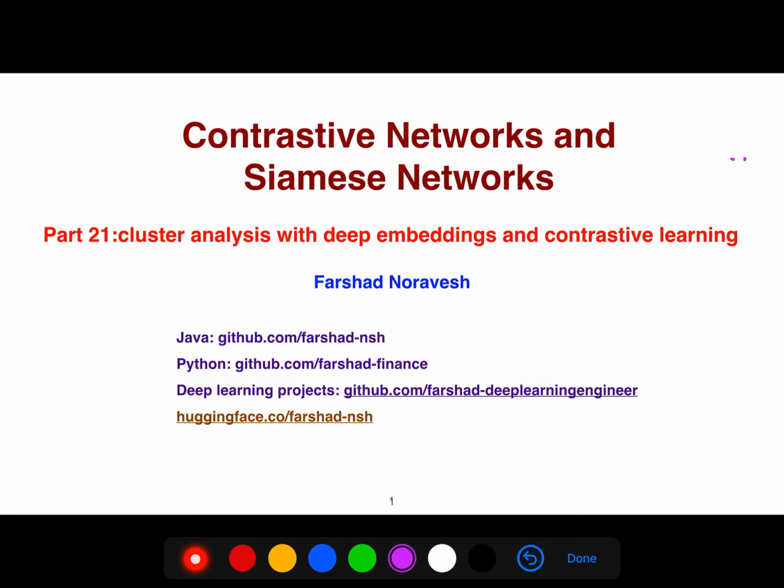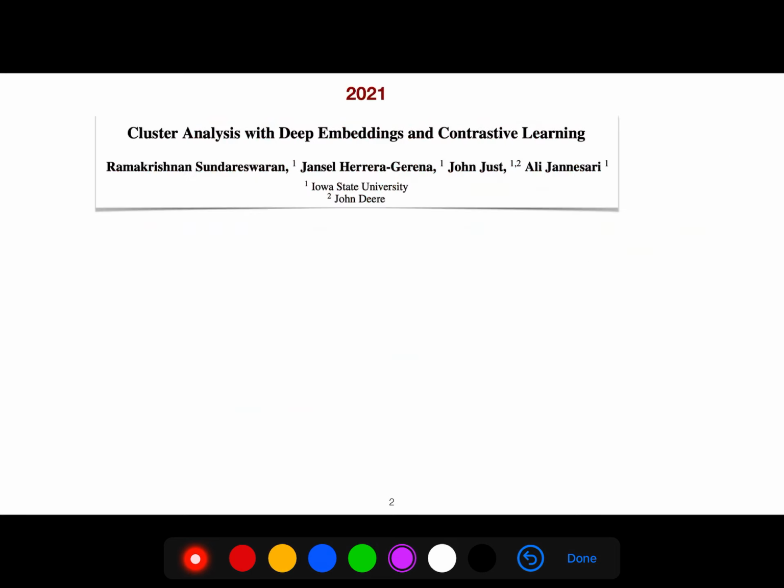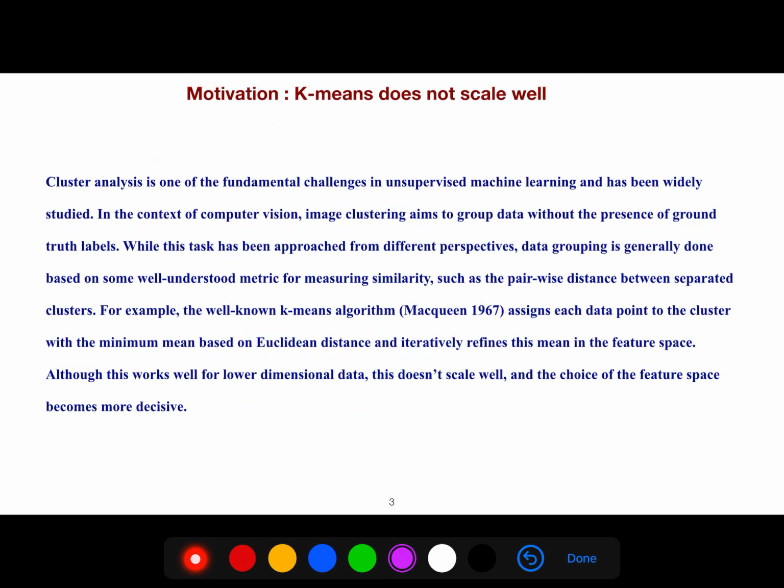Alright, so in this lecture, I'm going to be talking about another way that we can leverage contrastive learning for tasks that we do in deep learning or NLP. Here we are using cluster analysis with deep embedding, and we enhance it with contrastive learning. This article is from 2021, because our motivation is that the k-means that people use does not scale well.